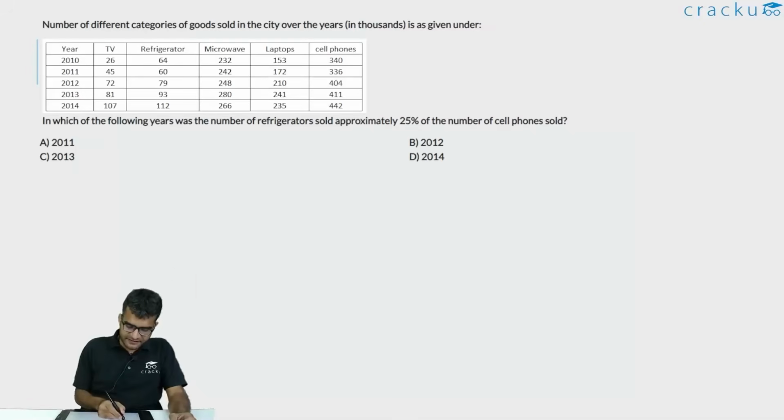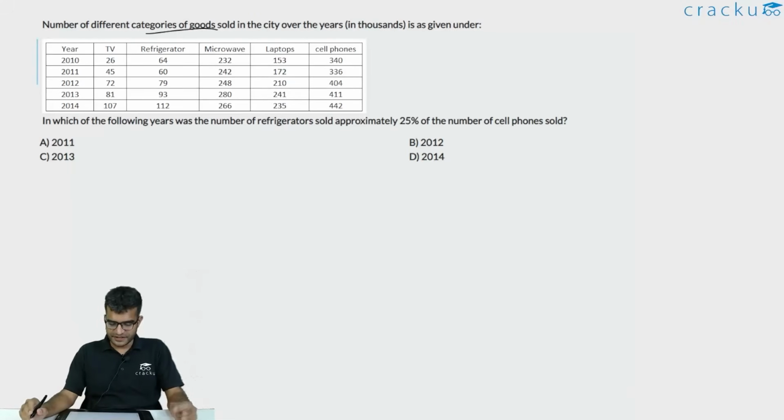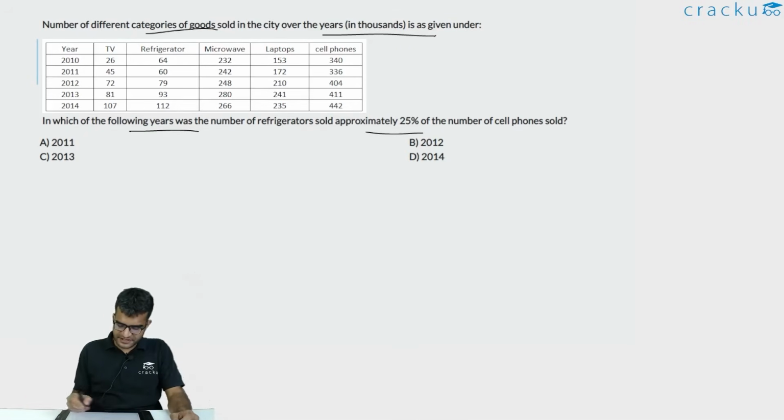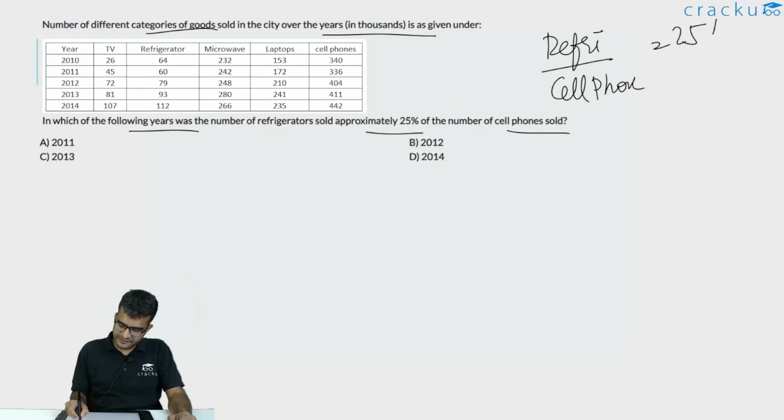In this question, we are given different categories of goods which are sold in a city over the years in thousands, and we are asked to find out in which of the following years was the number of refrigerators sold approximately 25% of the number of cell phones sold. So essentially what we are asked to calculate is in which year is the refrigerator sold divided by the cell phone sold closest to 25%, or in which year is 4 times the refrigerators, because 25% is 1 by 4, closest to equal the cell phones.